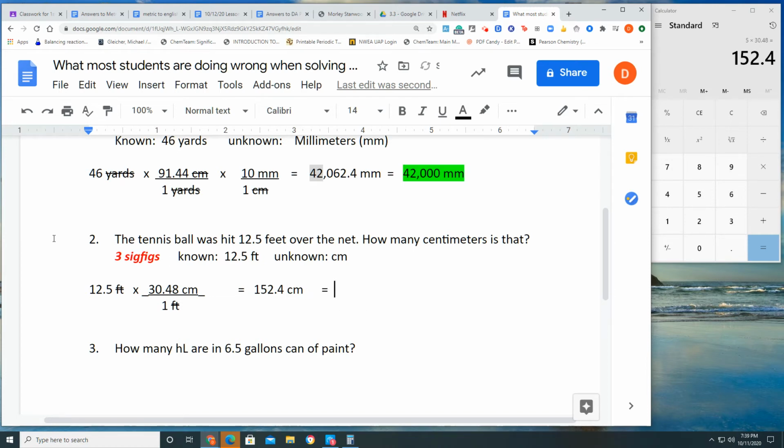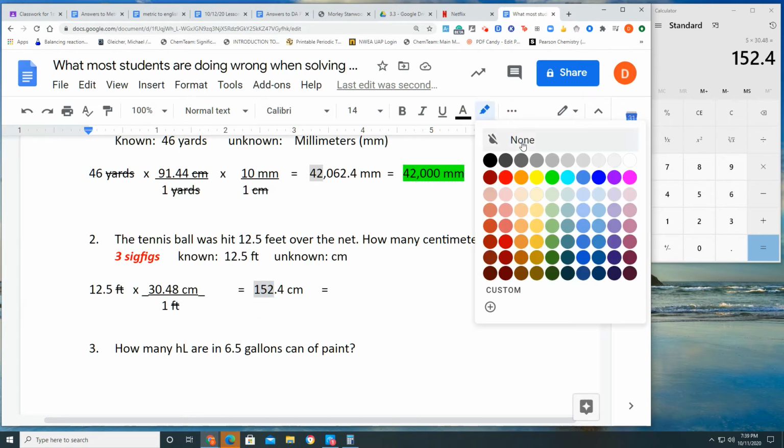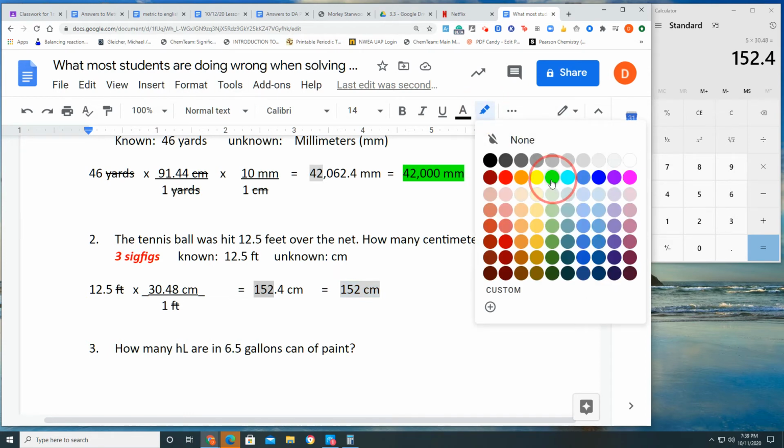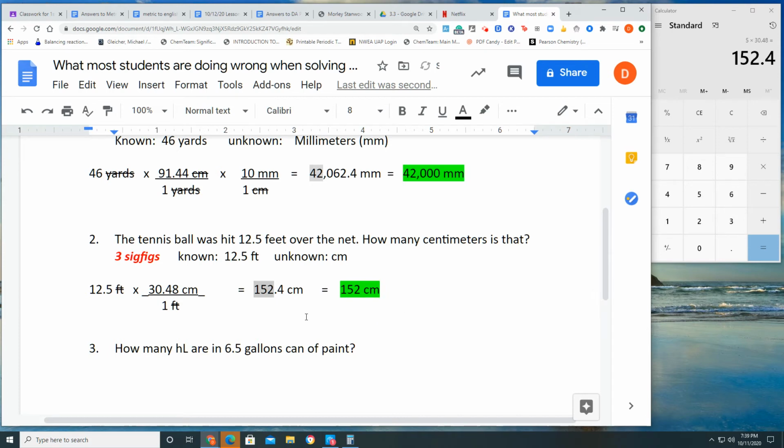And we look at it and say, okay, we need 3 significant figures. There's our 3 significant figures. So we're going to highlight those. Once we look at this, the 4 says we drop it off. So we're just going to come over here and go 152 centimeters. And that would be our final answer. Okay, and we're going to highlight that because we're done, and that's our final answer. Not too bad of a job. We didn't have to worry about it.